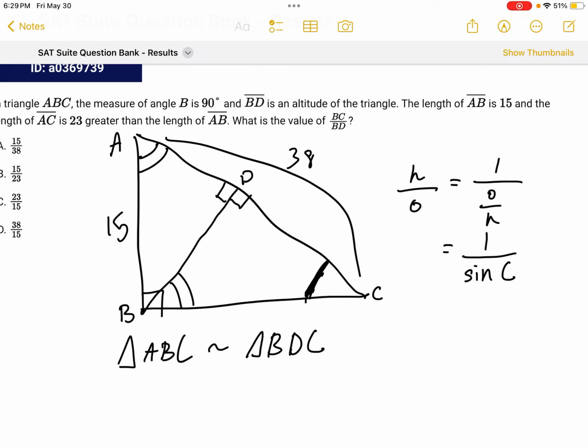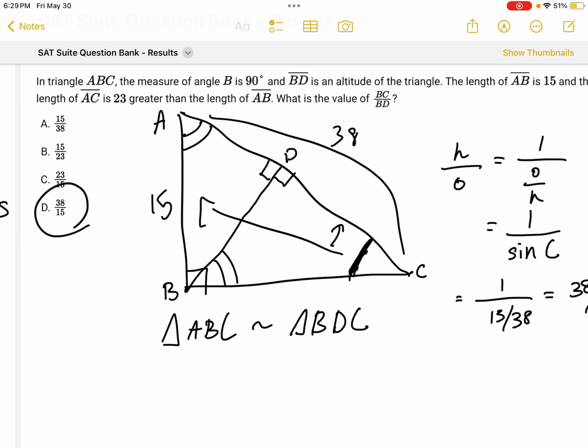If we calculate sine C using the dimensions from triangle ABC, since the two angles are the same, the sines will be preserved. Sine C is the opposite side over the hypotenuse, which is 15 over 38. So this ratio will end up being 38 over 15. And that's our answer.